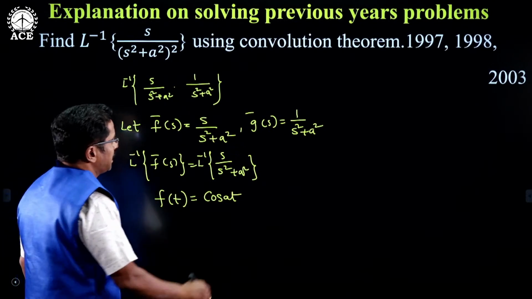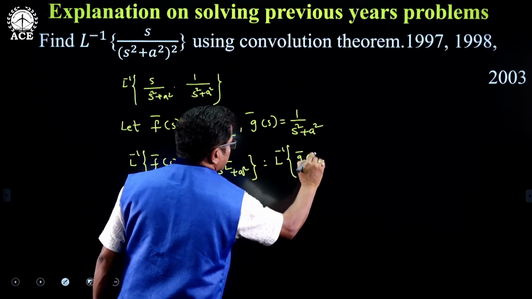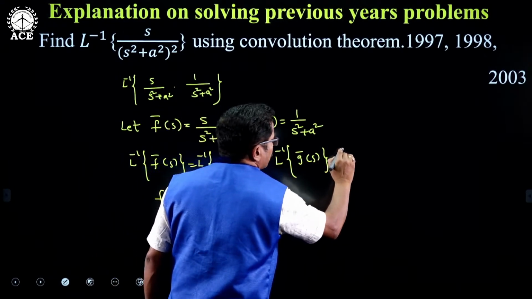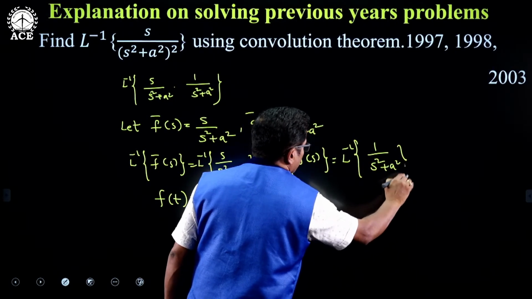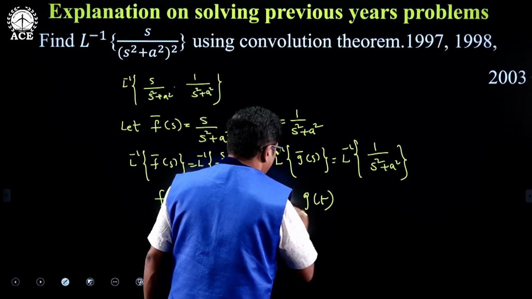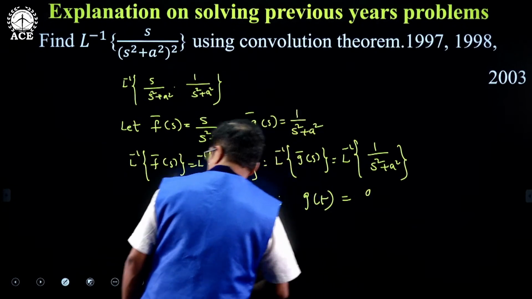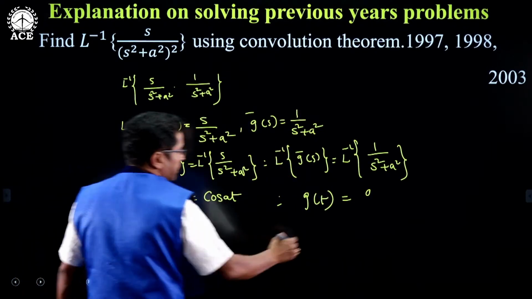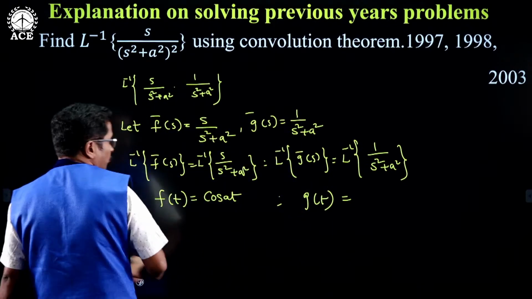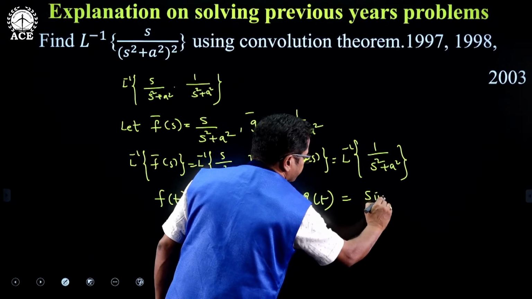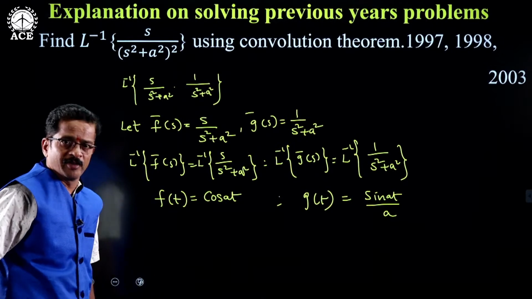Similarly, L inverse of g bar of s is equal to L inverse of 1 by s square plus a square. That is, g of t equals sin a t by a. As per the standard formulas of inverse Laplace transform, we write this as sin a t by a. Okay, f of t, g of t we evaluated.